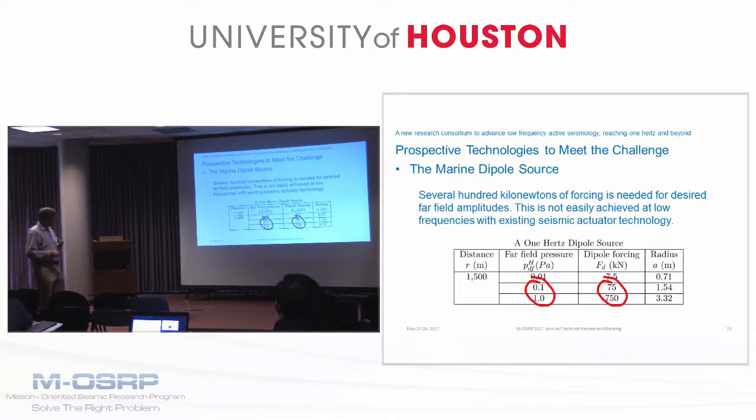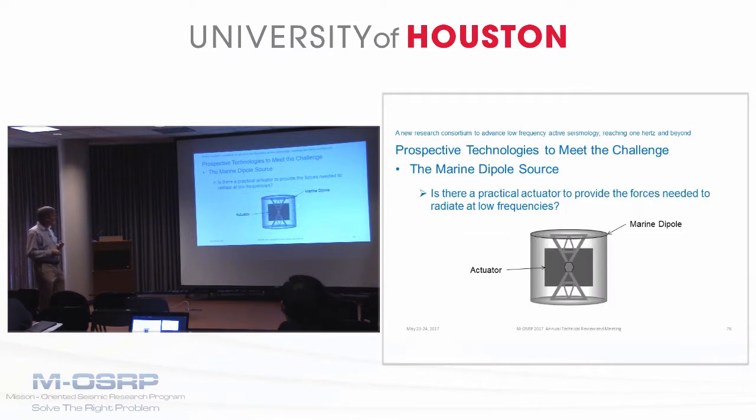And we believe that we're going to need amplitudes in this range in order to be useful for seismic exploration. And that's going to require forces in this range. And that's where we get the several hundred kilonewtons from. So that raises the important question: is there a practical actuator to provide the forces that are needed to radiate these low frequencies?